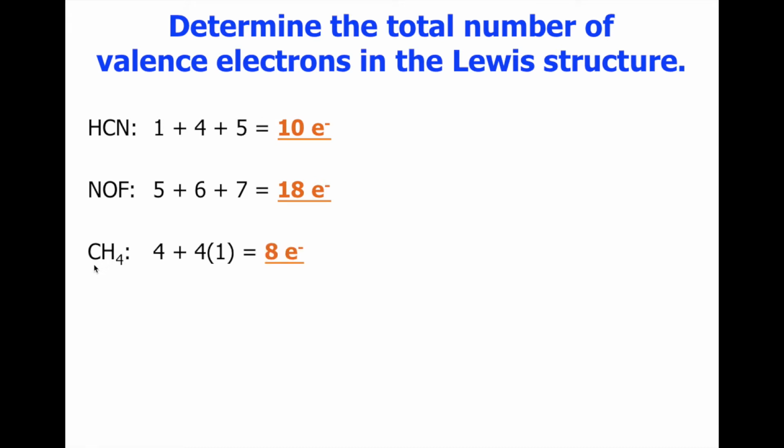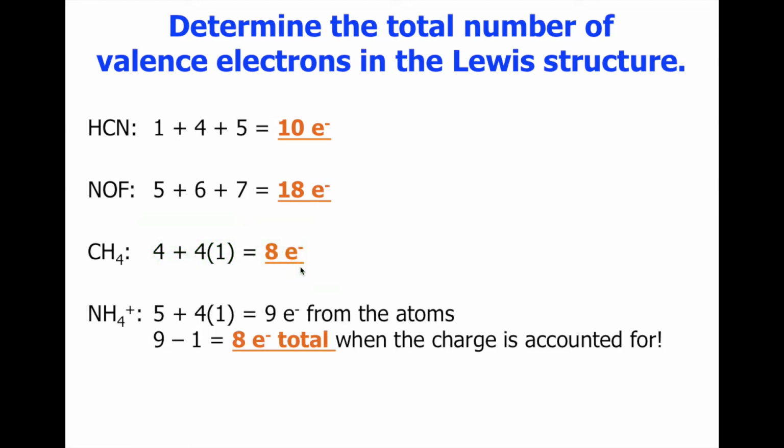CH4, or methane. The carbon in group 4A brings 4 valence electrons to the structure. Hydrogen in group 1A brings 1 valence electron to the structure. There are 4 hydrogens, so we need to count the valence electron that each hydrogen brings to this structure. So my calculation for the total number of electrons looks like this. I have 4 electrons from the carbon. I have 4 hydrogens that each bring 1 electron, giving me a total of 8 electrons.